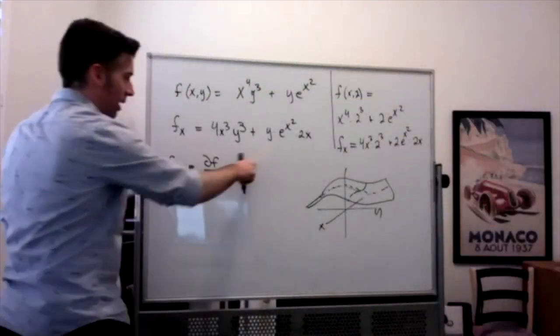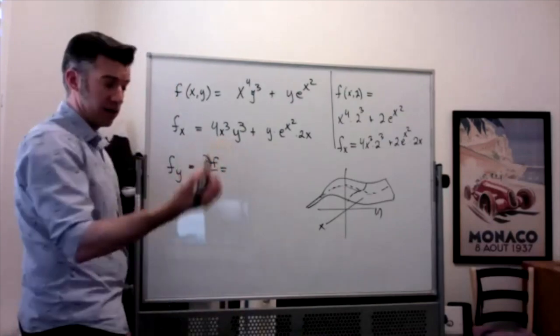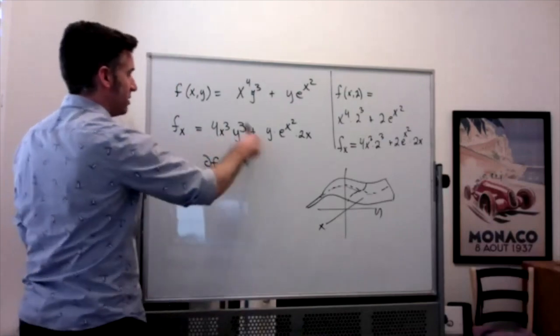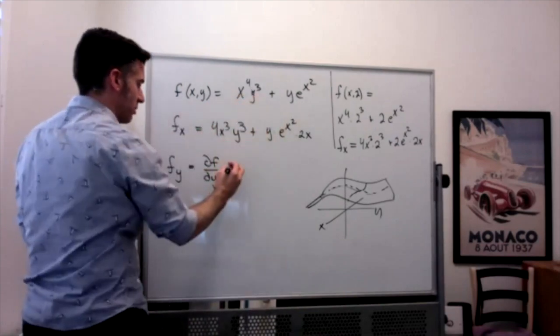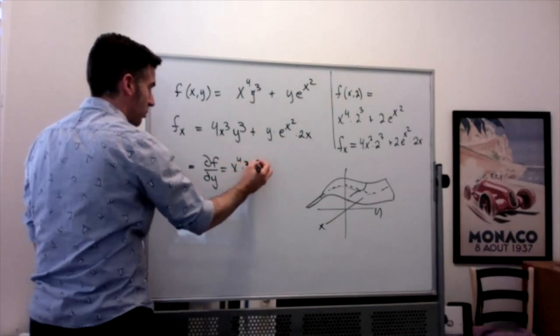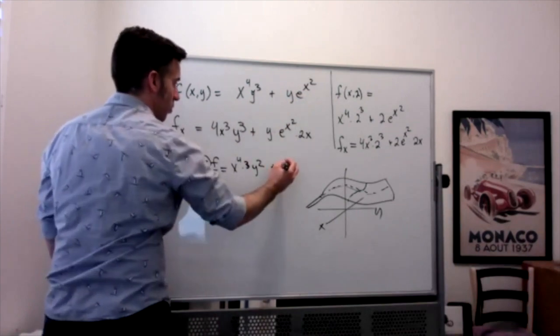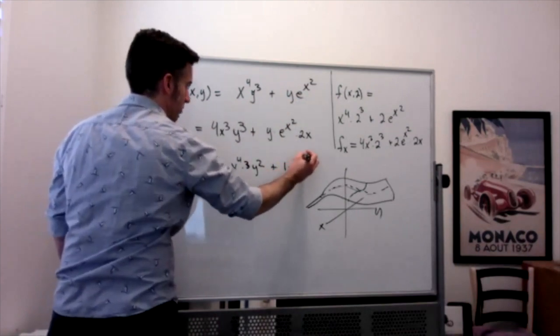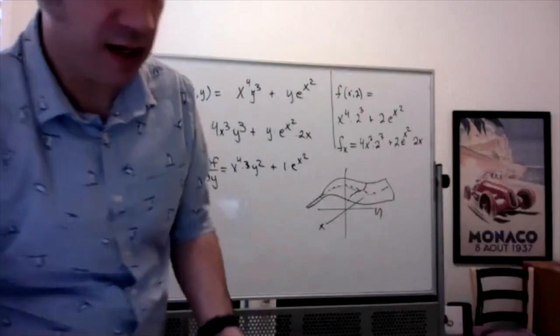So here, I'm pretending I'm holding x constant. The derivative of x to the fourth times y cubed is going to be x to the fourth times 3y squared. And the derivative of y times e to the x squared is going to be 1 times e to the x squared. We can also find the second partials.